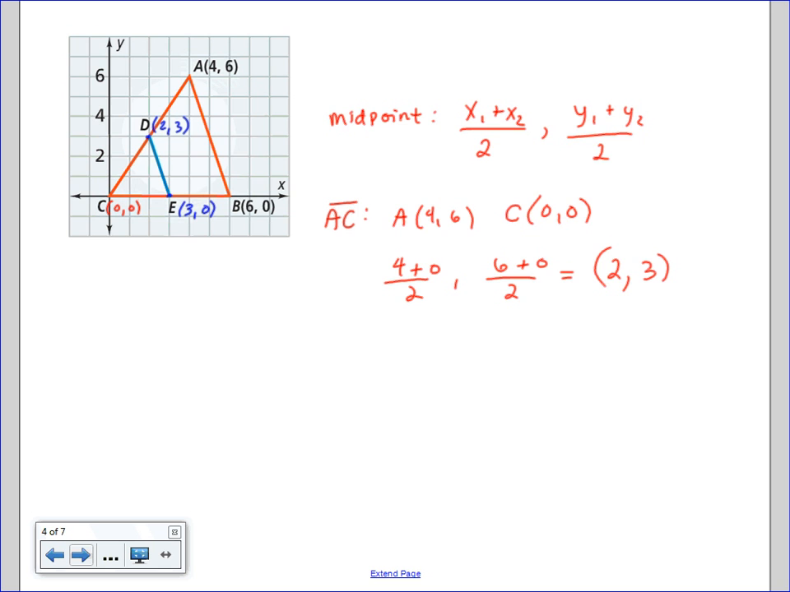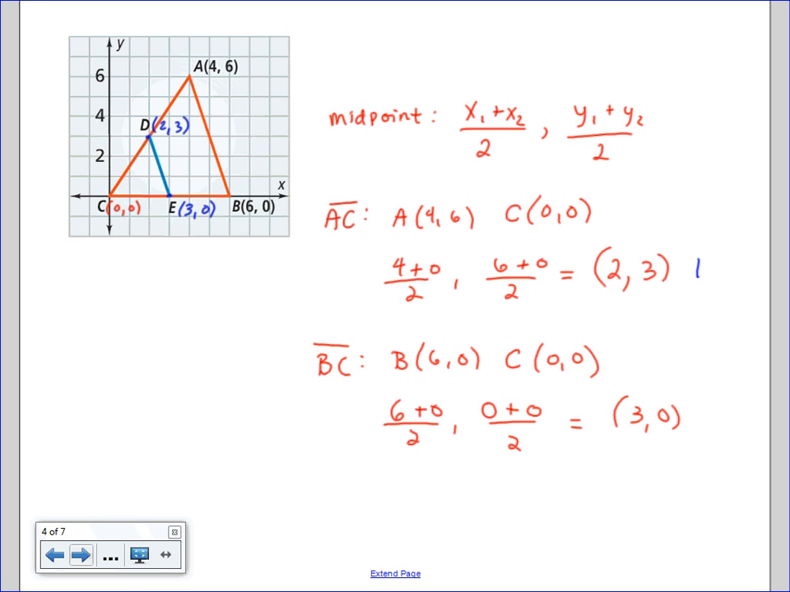The midpoint of BC uses the endpoint B at 6, 0, and C again at 0, 0. So to find this midpoint, we want to do 6 plus 0 divided by 2 and 0 plus 0 divided by 2, which of course is 3, 0. And if you find that on the graph, that's the point that's labeled E. So this point D and this point E are the midpoints of two sides of this triangle. And when you connect the two midpoints together, you form what's called a midsegment of a triangle. So that's the definition of a midsegment.